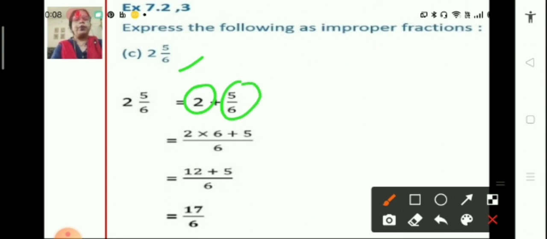So to get the improper fraction, what do we do? We multiply the denominator and the whole and add the numerator to it to get the numerator of the improper fraction. And then we have the denominator same as the mixed fraction. So it becomes 12 plus 5 upon 6, and we get 17 upon 6 as the improper fraction for the mixed fraction 2 5 upon 6.